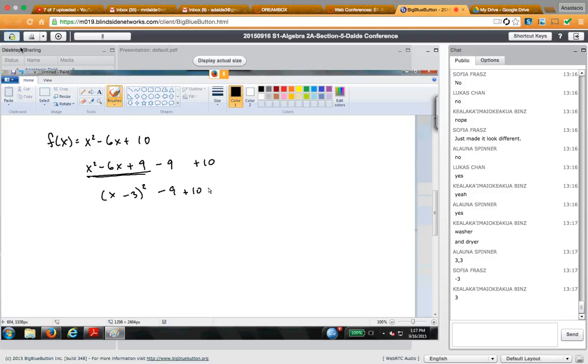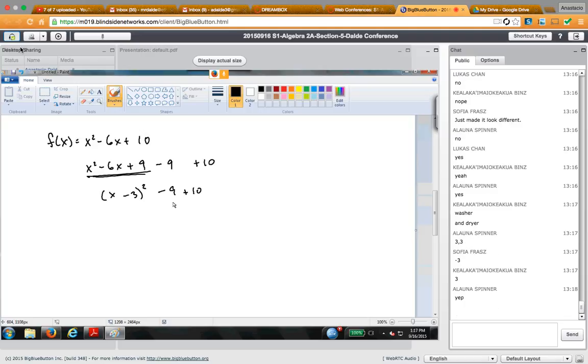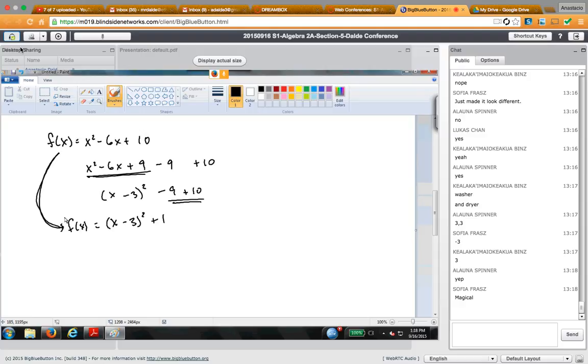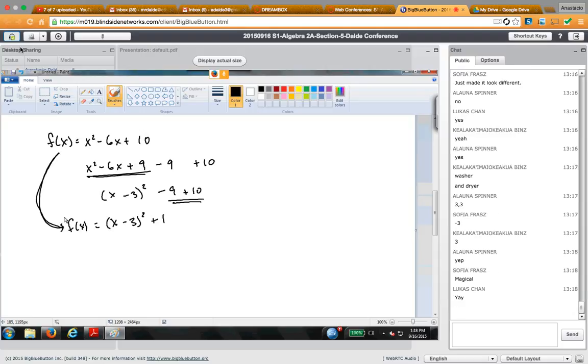Now, we can combine these like terms over here. X minus 3 squared plus 1, because negative 9 plus 10 is positive 1. Look, we have taken this same f of x and turned it into vertex form. We didn't change the equation. We just added 0. And that didn't change anything. It just changed how it looked.